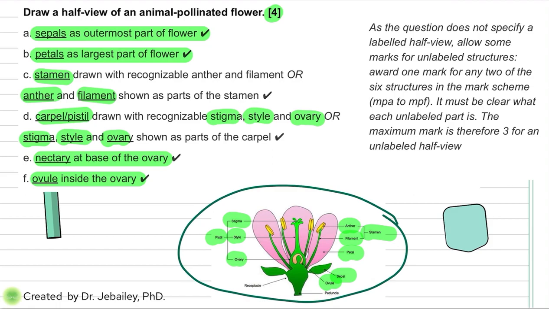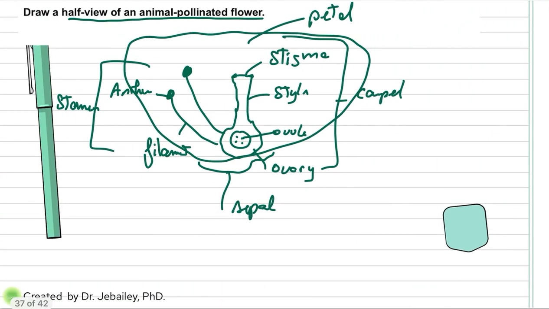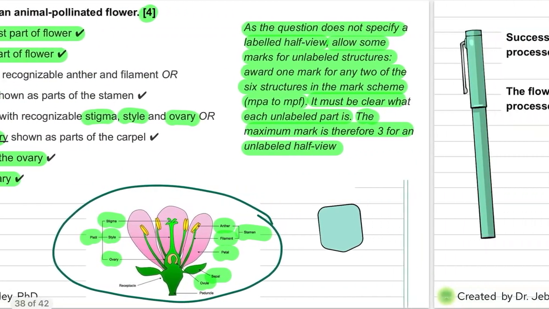Now, here it says, as the question does not specify a labeled half view, allow some marks for unlabeled structures. Award 1 mark for any 2 of the 6 structures in the mark scheme, MPA to MPF. It must be clear what each unlabeled part is. The maximum mark is therefore 3 for an unlabeled half view. So basically, we have labeled all the points here that we can think of. So you get full points for this.